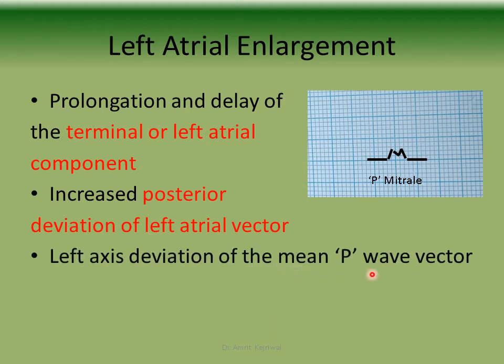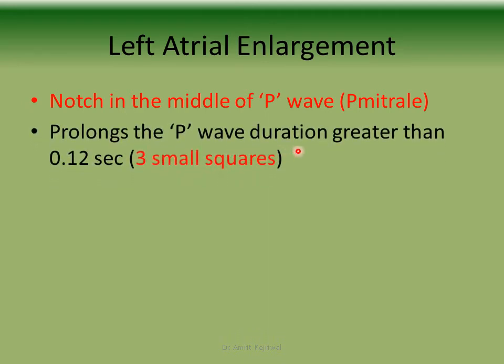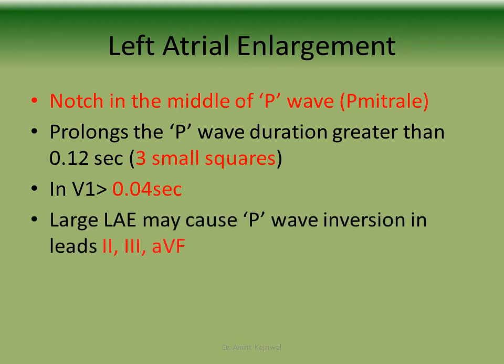and there is increased posterior deviation of the left atrial vector. Left axis deviation of the mean P wave vector. There's a notch in the middle of the P wave, P mitral, which prolongs the P wave duration to greater than 0.12 second. So in right atrial enlargement there is no increase in duration, but in left atrial enlargement there is an increase in the duration, and in V1 it can be a bit more than 0.04 second for the left atrial component. And large left atrial enlargement may cause P wave inversion in leads 2, 3 and AVF.